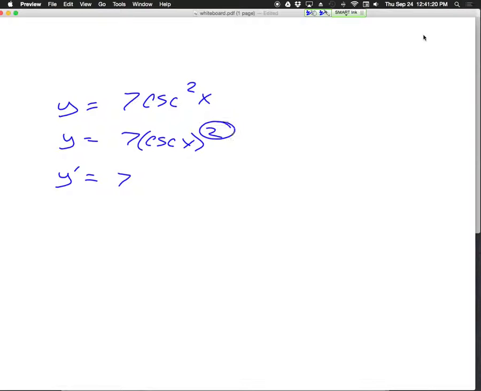Okay, the outside is the square, so the derivative of the outside is going to be 2 cosecant of x. So there's the outside, there's the derivative of the outside. The inside is cosecant of x, so what's the derivative of cosecant x? Negative cosecant cotangent.